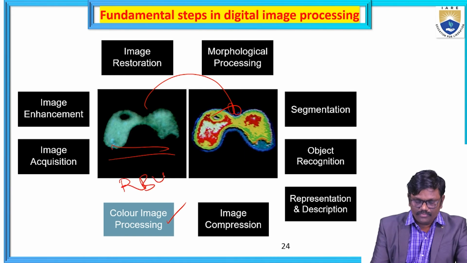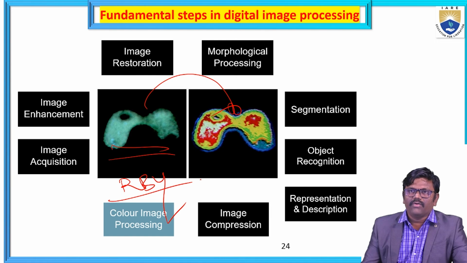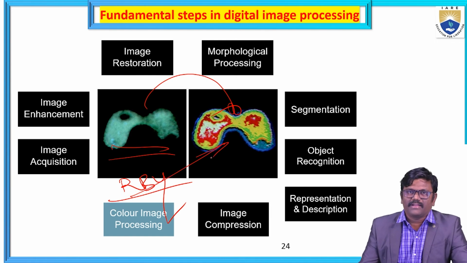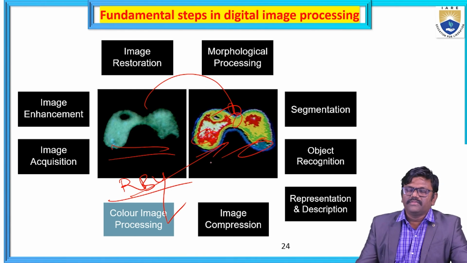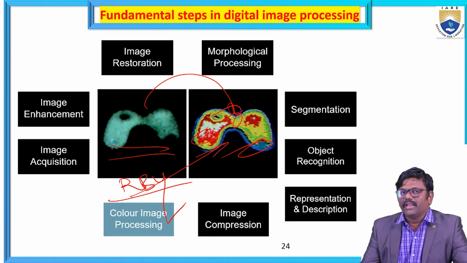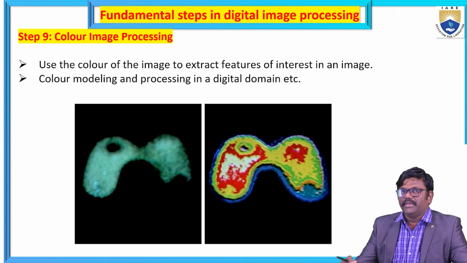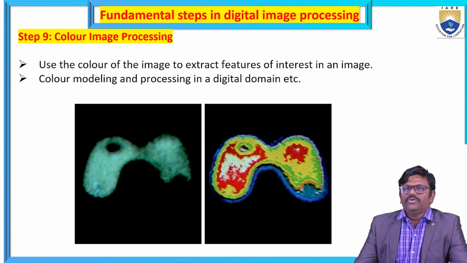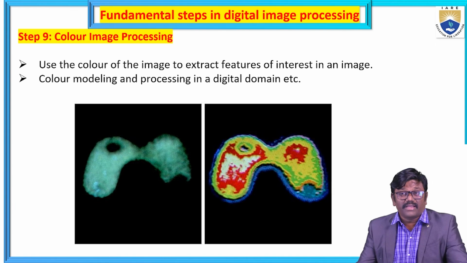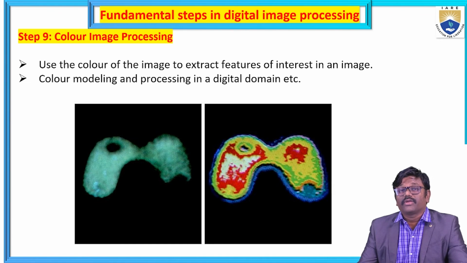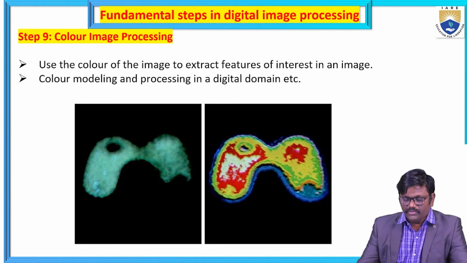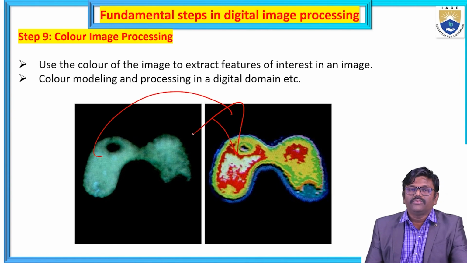blue and yellow. So the RBY colors help us prepare the basic colors: red, yellow and blue. These colors help us convert any gray level image into a color image. Color image processing uses the color of the image to extract the features of interest in an image. That means color modeling and processing in the digital domain also concentrates on your required level. So that's what we cover, converting one image to another.